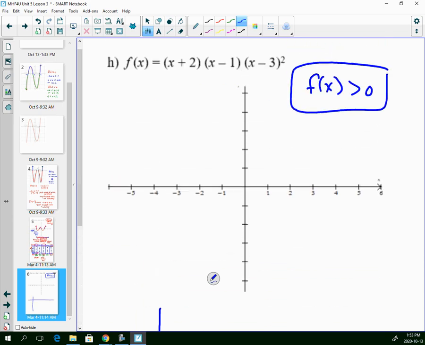And I'm going to look at my x-intercepts, which are at -2, 1, and 3. So the intervals I want to check are to the left of -2. What is it doing? Is it above or below? In between -2 and 1, what is it doing? Is it above or below? In between 1 and 3, and then to the right of 3. Those are the intervals I want to check.